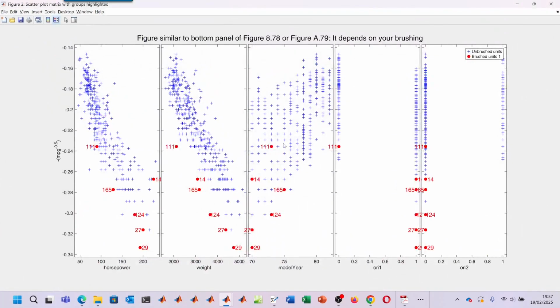Also, the largest negative residuals lie in a particular portion of the space. For example, it is interesting to see that in the scatter of transformed response with weight, these units with largest residuals have values which are generally below the main bulk of the data. So these vehicles have an MPG which is less than would be expected for their weight.